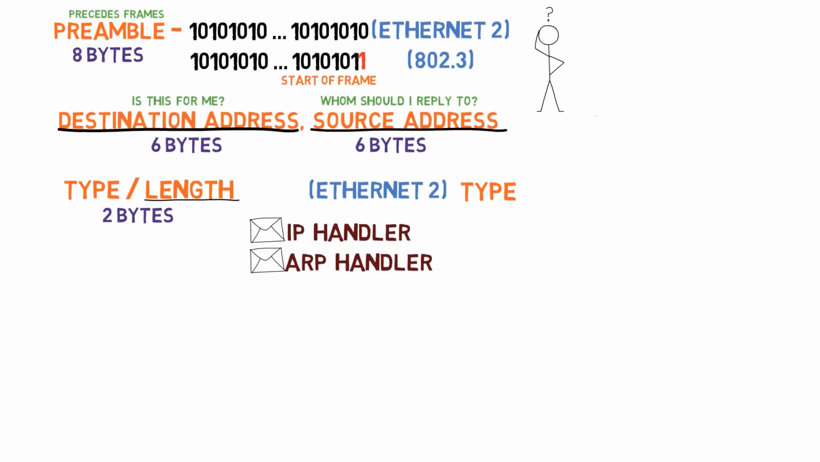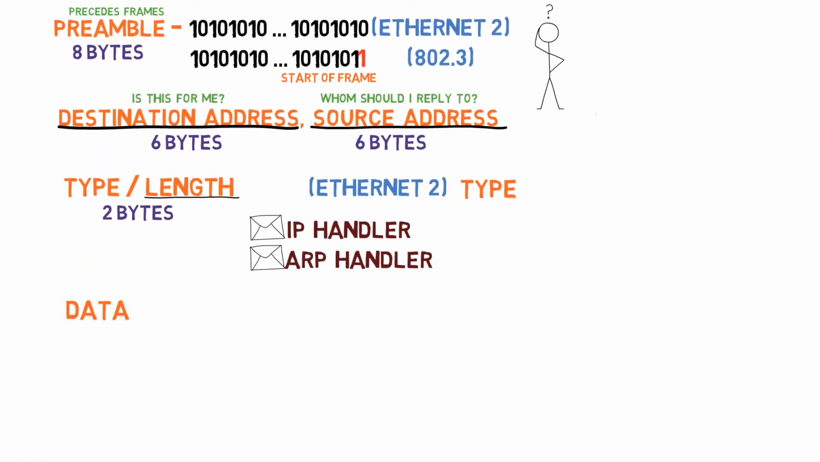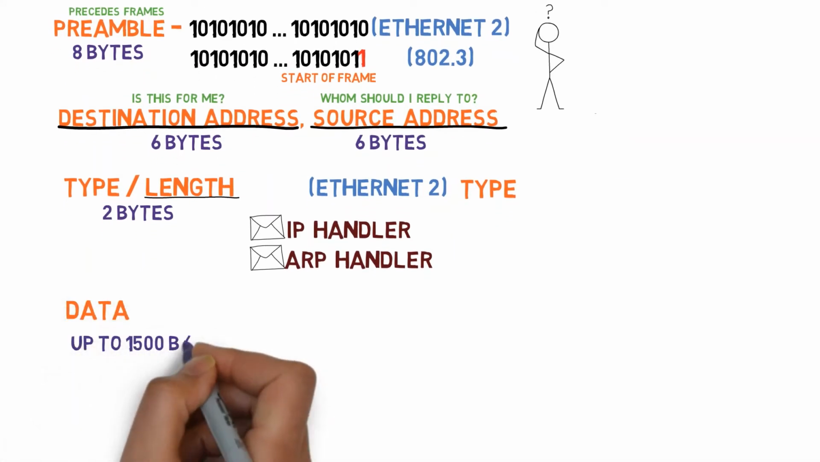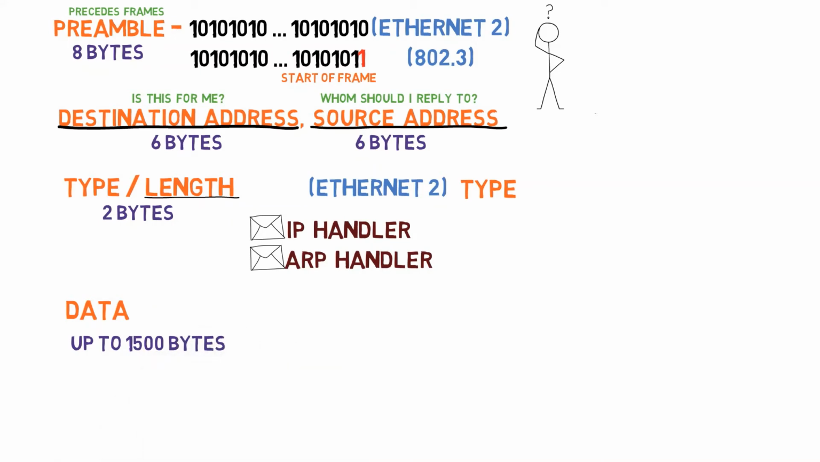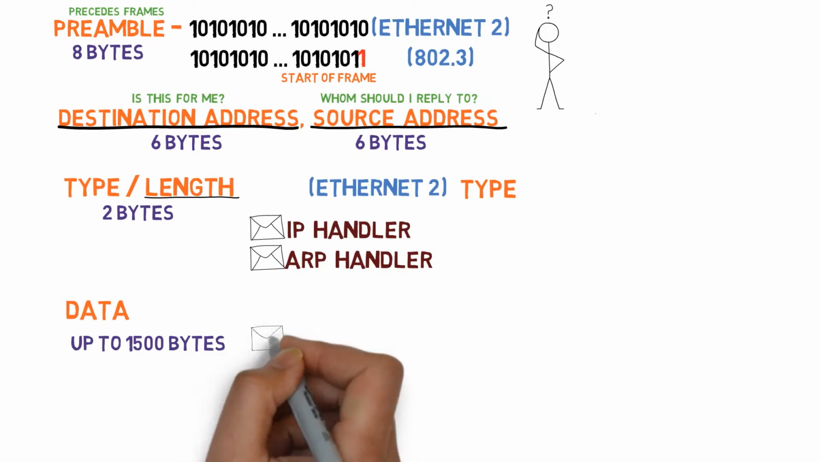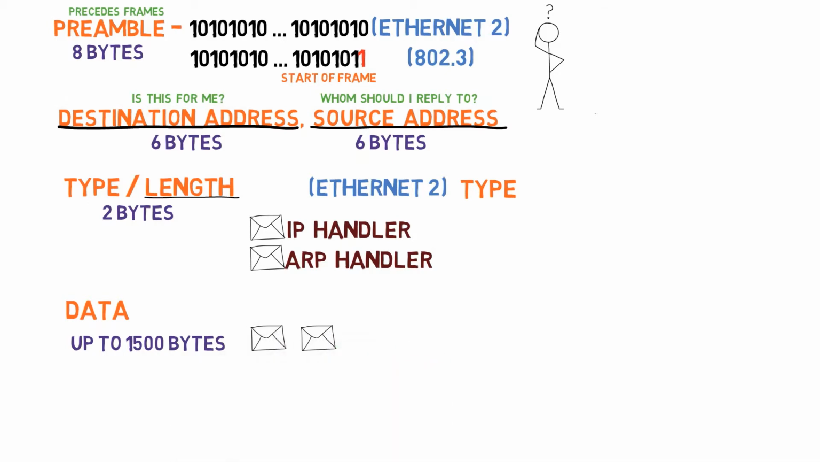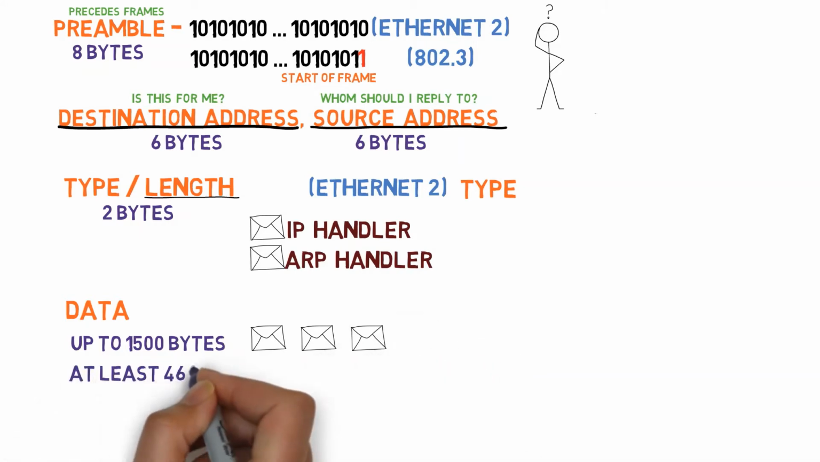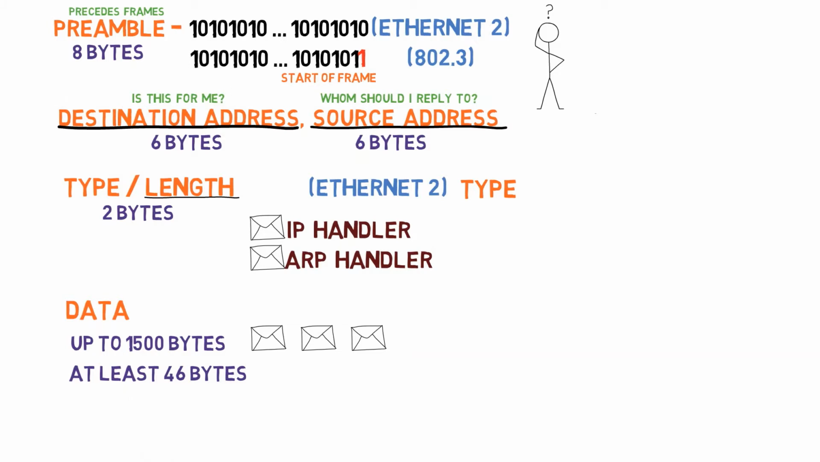After this field of type or length, we get up to 1500 bytes of data. This number was chosen as RAM was expensive back in 1978, and the receiver would have needed more RAM if the frame had been bigger. This means that if the third layer wants to send more than 1500 bytes of data over Ethernet, it must be sent across multiple frames. There is also a minimum length of data, 46 bytes. Together with the other fields of the frame, the minimum length of an Ethernet frame is 64 bytes in total.